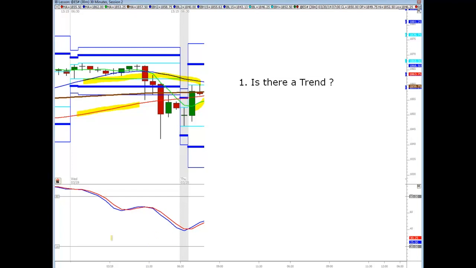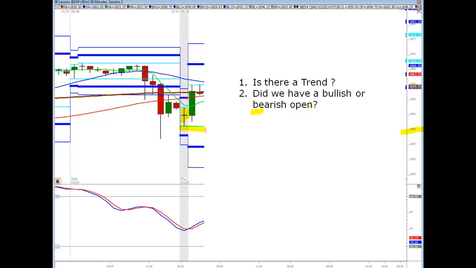Well, what else should we be asking before we decide whether to take a long or a short or no trade at all? Do we have a bullish or bearish open? Well, our open should be quite visible to us with the first 30-minute right here. That's the first 30-minute period, and so there's my initial balance low for the day, and here's my second 30-minute period, and it takes out the high of the first period and continues higher.